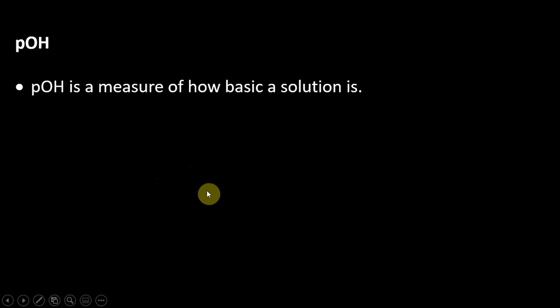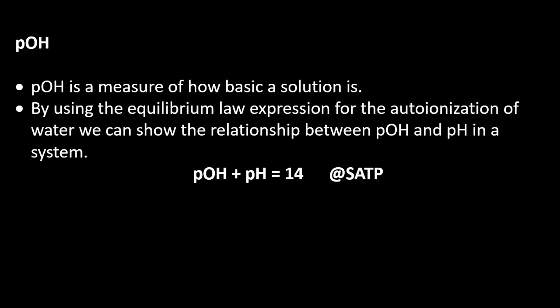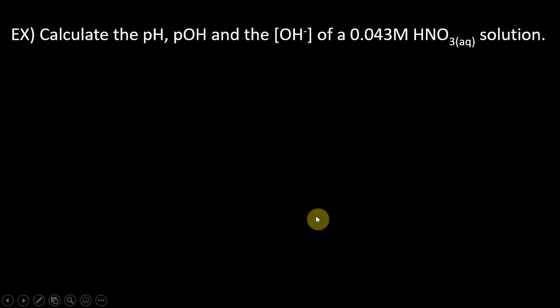Okay, all right. pOH is similar to pH, except that it's a measure of the concentration of hydroxide ions. Same idea applies, but if you'll notice from the Kw expression, for neutral water, the Kw was equal to 1 times 10 to the minus 14, right? And this is where we get at SATP the relationship that pOH plus pH is equal to 14. So that gives us kind of a loop of calculations that we can do.